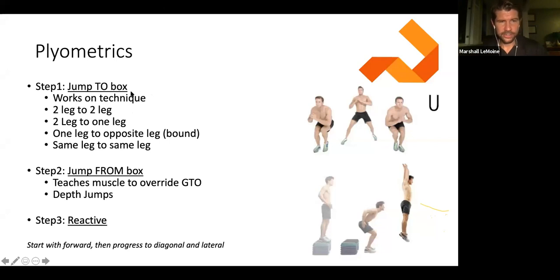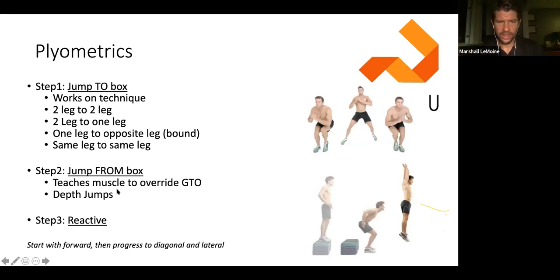And as Mr. Deeker said, you're starting with two legs. So two legs to two legs, then two legs to landing on one leg, then from one leg to the opposite leg, and finally, same leg to same leg, right? So you have this progression, and it may be something you work through over the course of 2 months. Jumping to a box, and you can always just make the box higher and higher to make them jump higher. Jumping from the box, right? Now when they jump down, it's even more gravity that they're gathering speed, right?